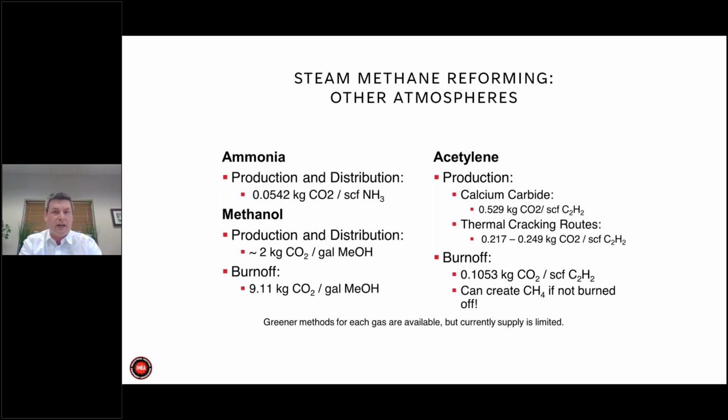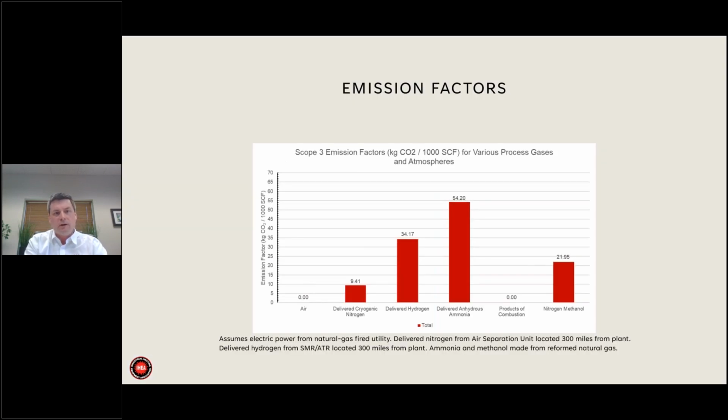On top of that, if you're burning off acetylene and methanol, they're going to have an emission at your plant as well, because you have to burn them off. Otherwise, you might be emitting methane, and methane is 25 times worse than carbon dioxide. So you want to burn it off. So more or less, here are the emission factors, scope 3 emission factors, not scope 1, not scope 2, scope 3 emission factors for various process gases and atmospheres.